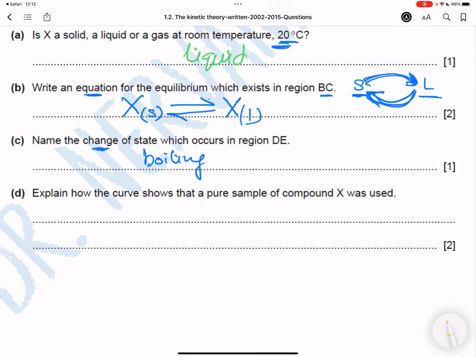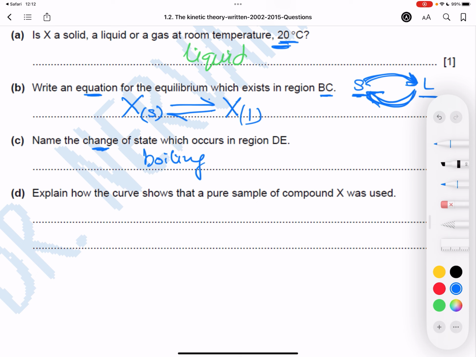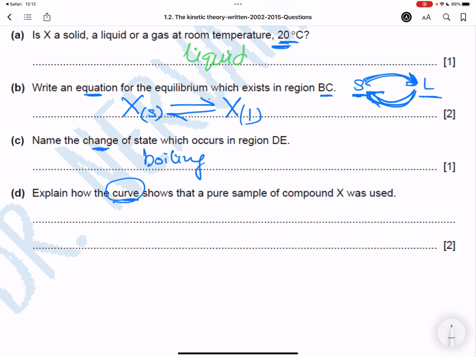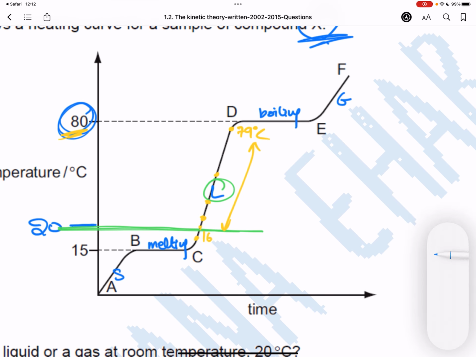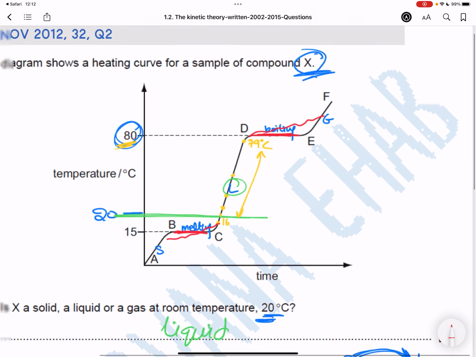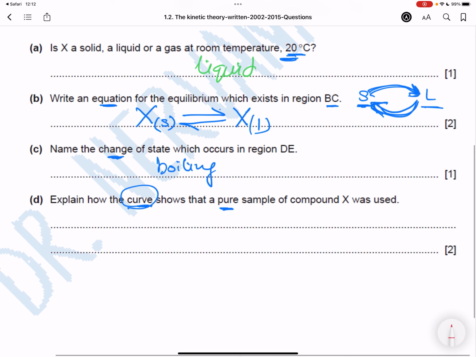Sorry, guys. Okay. Explain how the curve shows that a pure sample was used. It's not asking about the temperature. Guys, please read the question. Now, the reason I know this is pure is that this line of melting is sharp and horizontal. It is horizontal. It's not crooked. And then this line is the same thing. It's horizontal. So that's how I know that it is pure.